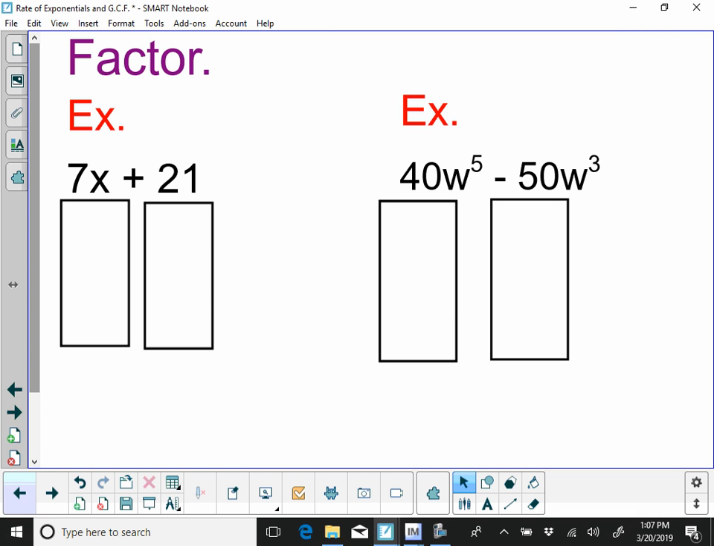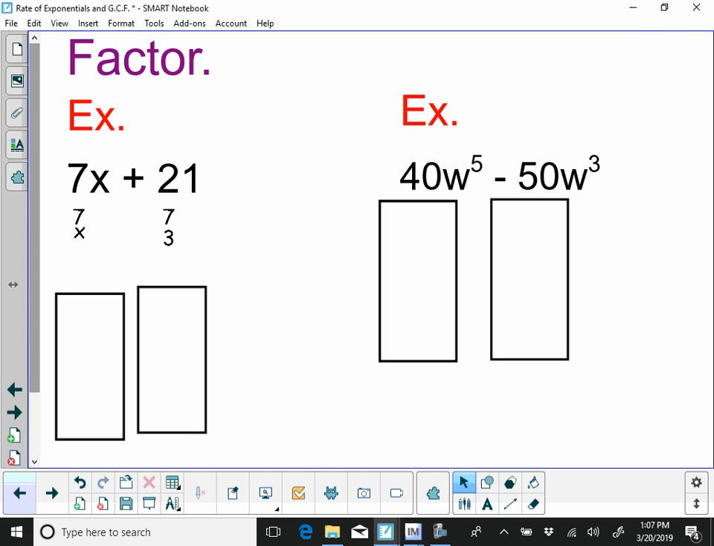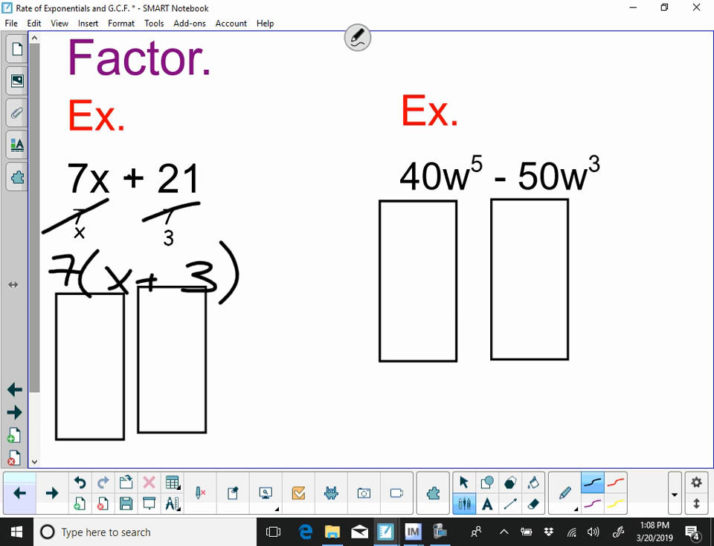7x. That's basically the multiplication of what two terms? 7 times x, right? 7 times x gives me 7x. How about 21? 7 times 3, right? What do they have in common? 7. So 7 is their GCF. That's what I'm getting at. It's got to be something in common with both of them. So if I take the 7 out of both of them, what am I left with? x plus 3. That's what we're doing.